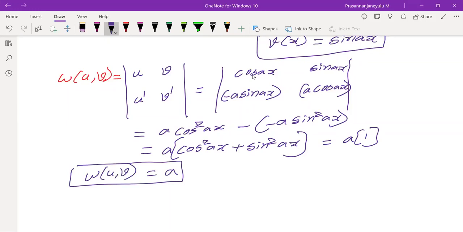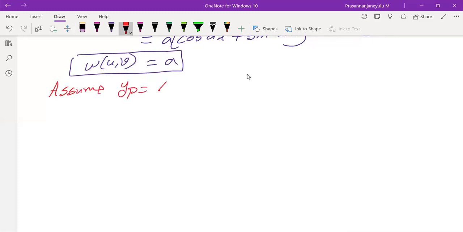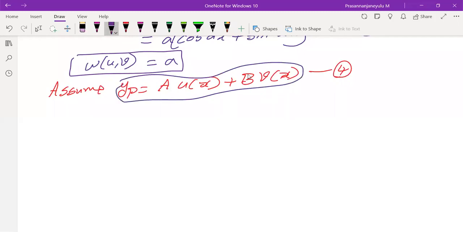Now we have to go for finding capital A. Before finding capital A, first we need to write the step: assume or consider yp equals capital A into u of x plus capital B into v of x. This one we mentioned in the procedure. Taking it as equation number 4. Now we need to find A and B. For finding A and B, first I'm taking the A value and finding it, then we'll find the B value.